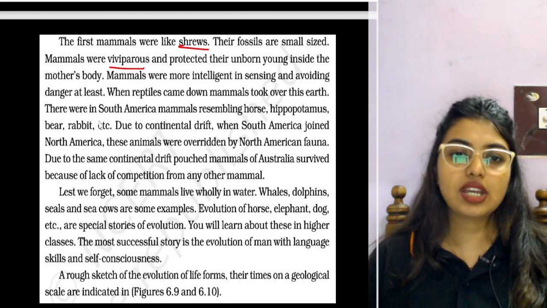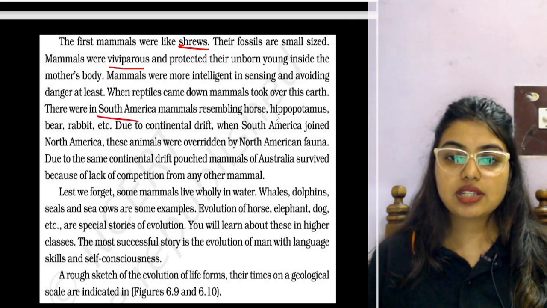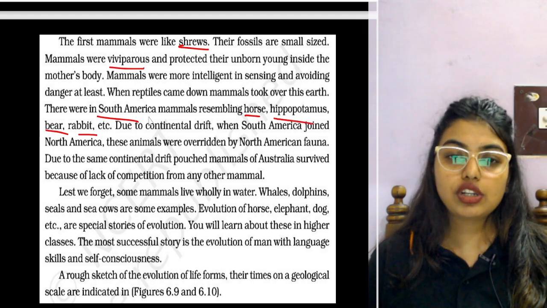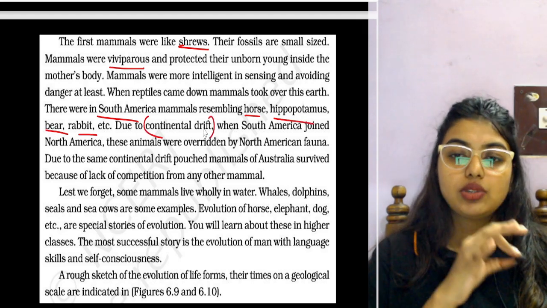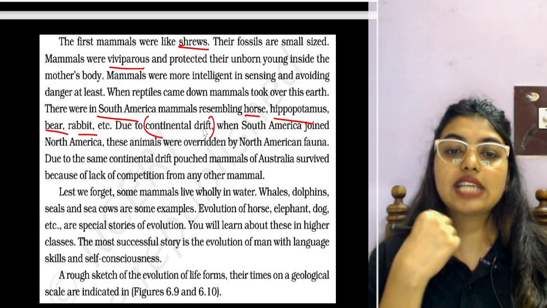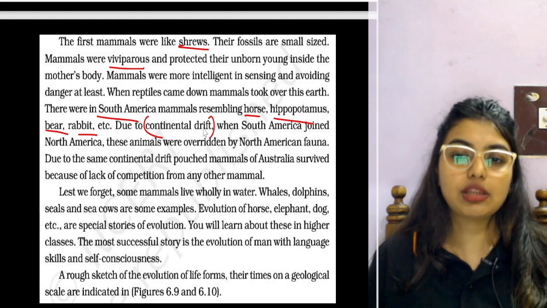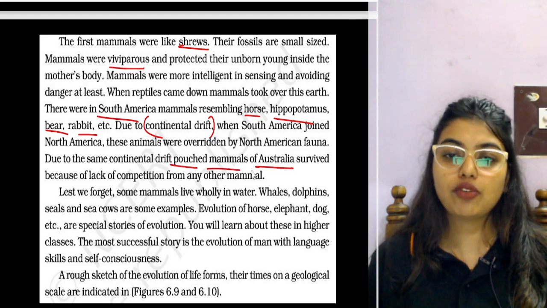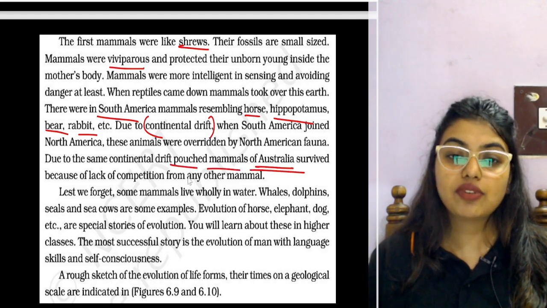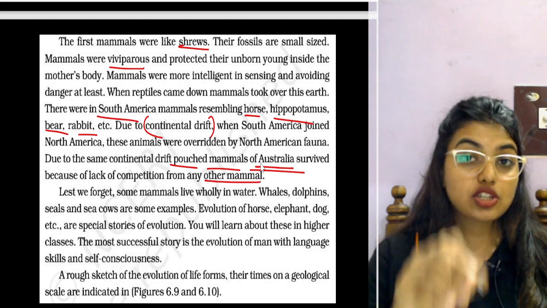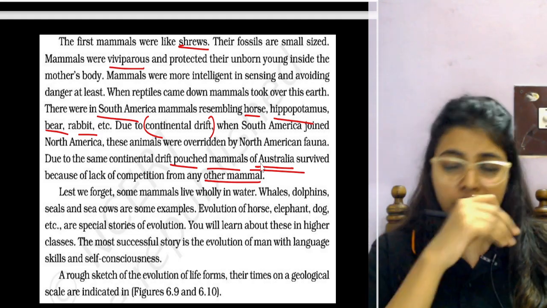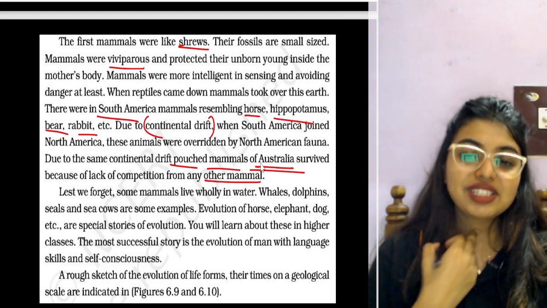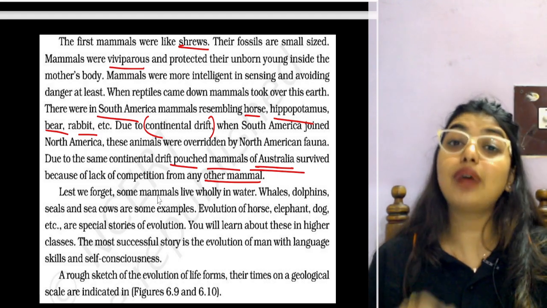All this is belief. In South America there were mammals resembling horse, hippopotamus, bear, and rabbit. Due to continental drift, when South America joined North America, these animals were overridden by the North American fauna. Due to the same continental drift, pouched mammals of Australia survived because of lack of competition from other mammals. This is also their reason to do adaptive radiation.